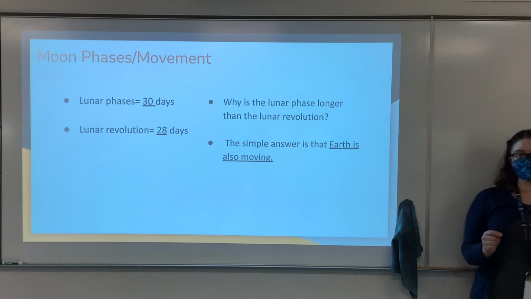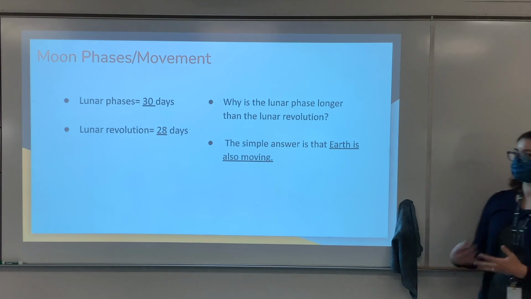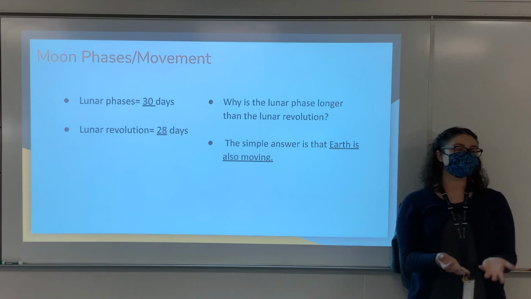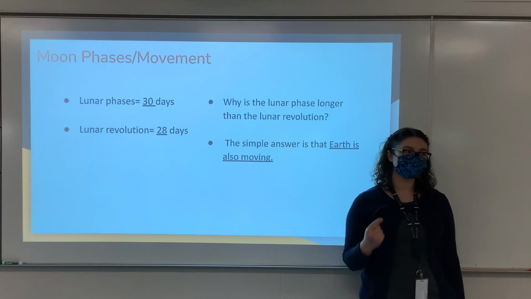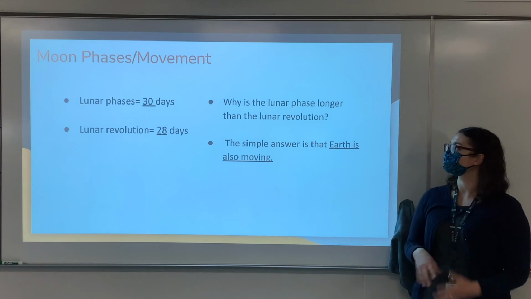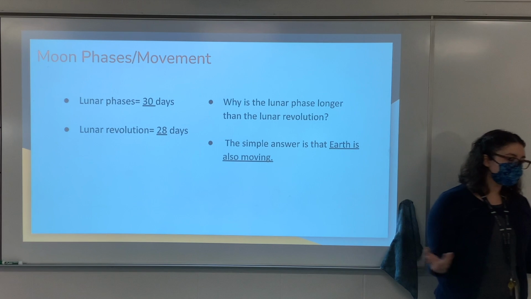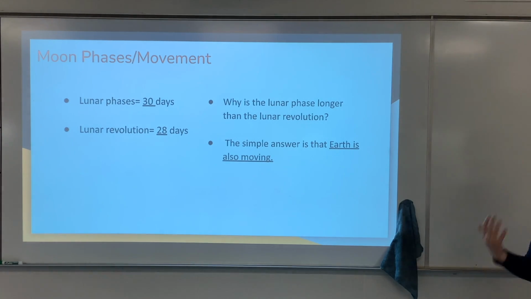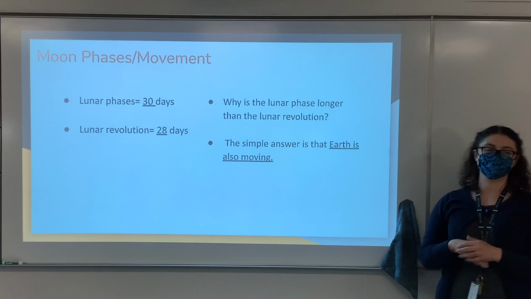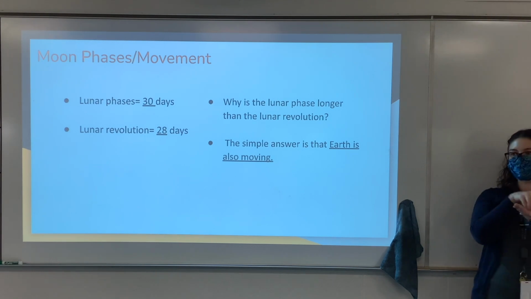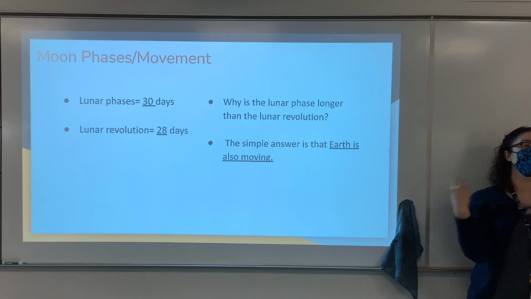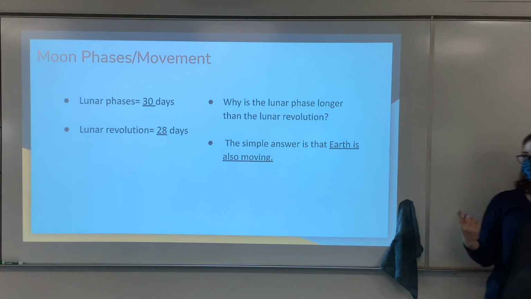Now, this is different than the period of revolution for the moon. It takes 30 days for the moon to go through all of its phases, but it only takes 28 days for the moon to revolve around the Earth. Which begs the question, why are the lunar phases longer than lunar revolution? The simple answer is that the Earth is also moving. The Earth is not stationary during all of the moon's revolution. The Earth is also moving around the sun and rotating on its axis.